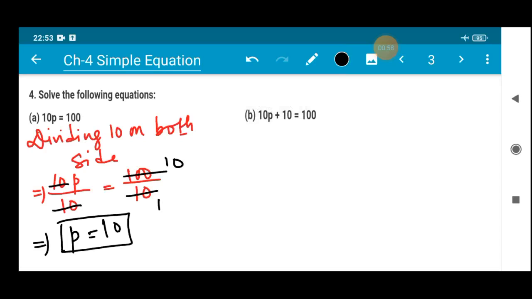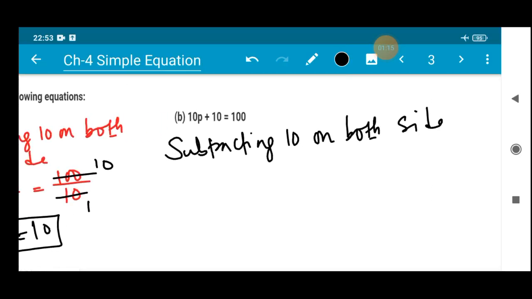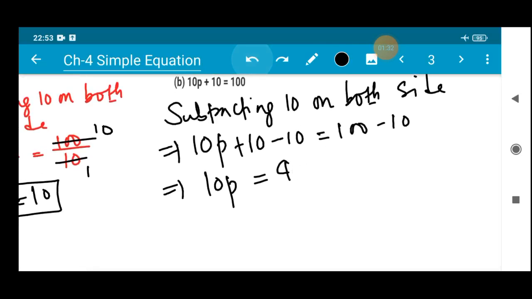Similarly, the next one we have, so here it is a combination of question number 1 and 2, plus 10 is there, so I will be subtracting 10 on both sides. I will subtract 10 on both sides, so we will get 10p plus 10 minus 10 is equal to 100 minus 10, which results in 10p. This will get neutralized, so it will become 0. So 10p is equal to 100 minus 10 is 90. 100 minus 10 is 90, isn't it?